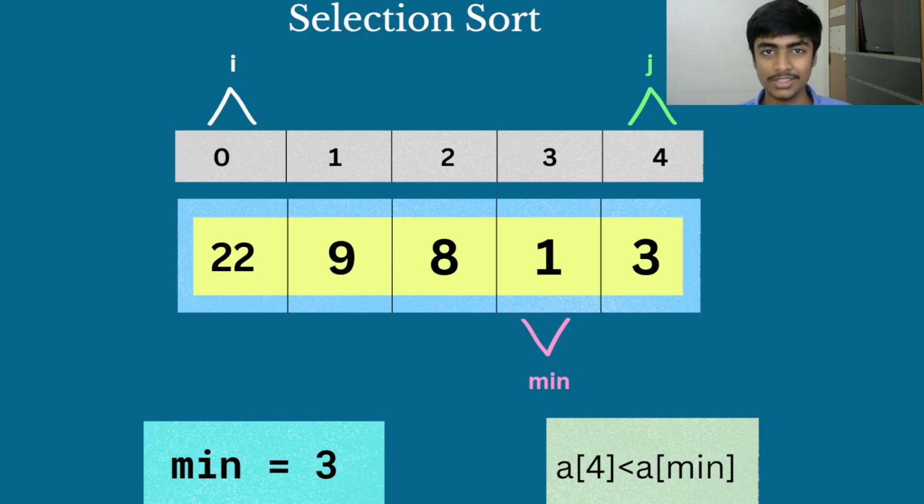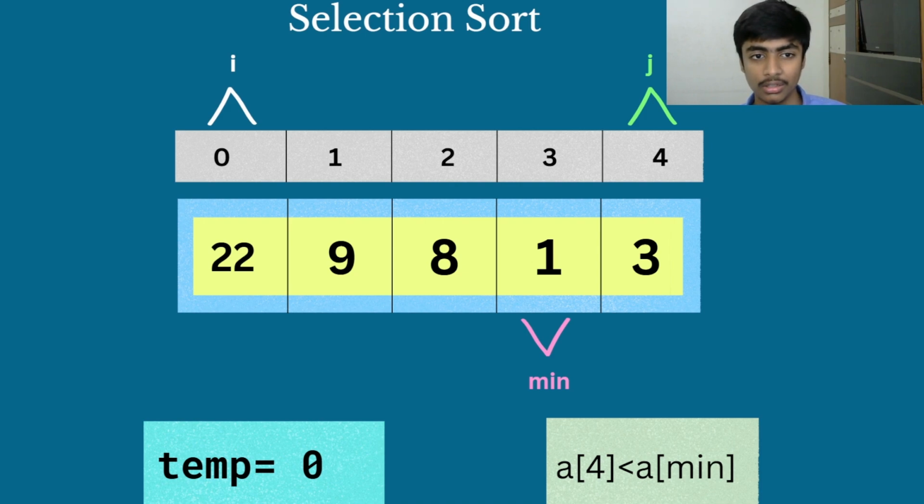Once we find the lowest value in the rest of the array, we're just going to swap it with the initial value. Basically, the value at a of i. Now to do this swapping action, we're going to use a different variable, and we're going to call it temp. Initially, temp is set to 0. Over here, what we're going to do is copy the value at a of i, that is, we're going to copy 22 into our temp variable.